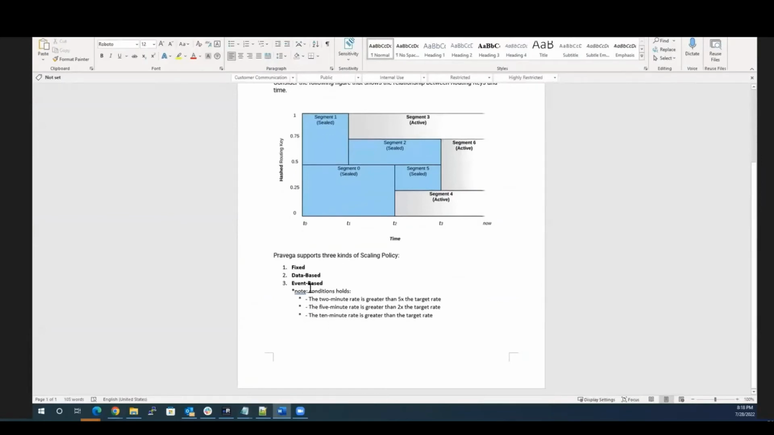And for any new stream, the last condition holds true, which is if the 10-minute rate is greater than the target rate for that segment, then a scale up event operation is triggered. And similarly, if the 10-minute rate is lower than the target rate value, then a scale down event operation is triggered.